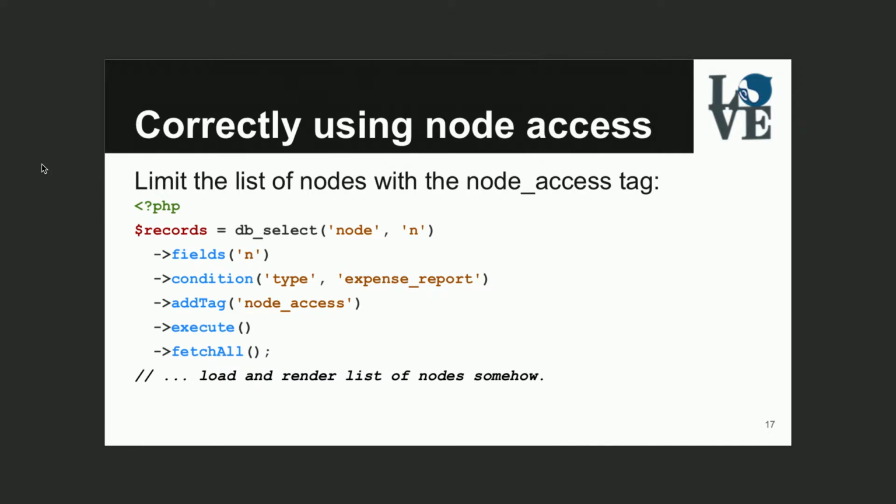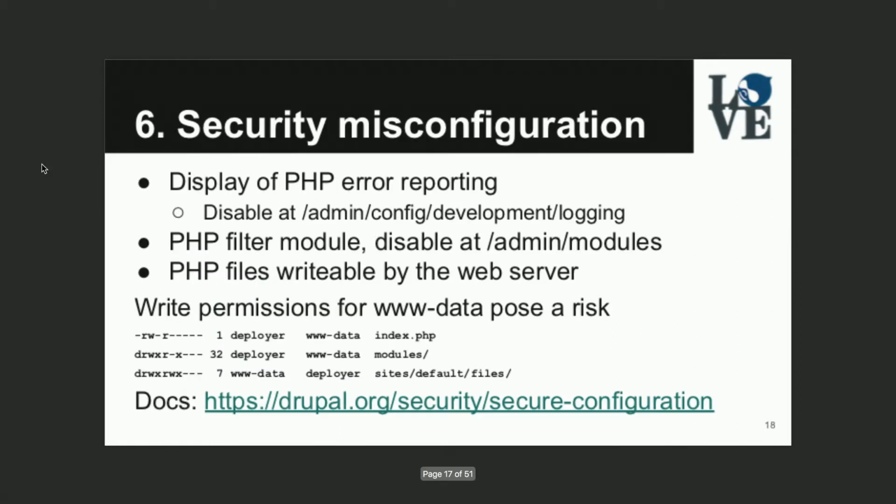Again, access bypass attacks are something people really care about. They can get your earnings report before it goes public. They can make a lot of money. So if you're writing your own queries, writing your own list of things, think about making sure that you tag with node access for lists of nodes, and you will hopefully not be exposing private data.